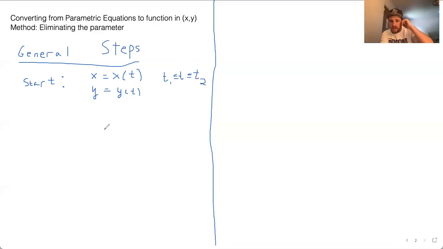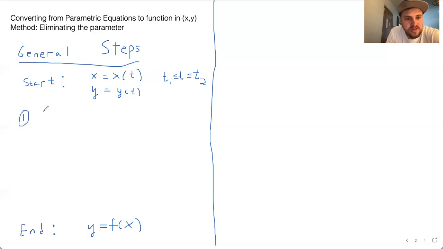Okay, and what's our end goal, right? Well, the end should be something that looks like y equals f of x, where there's no t, no parameter anymore. We've eliminated some parameter from this system here. And here's the steps we can take.